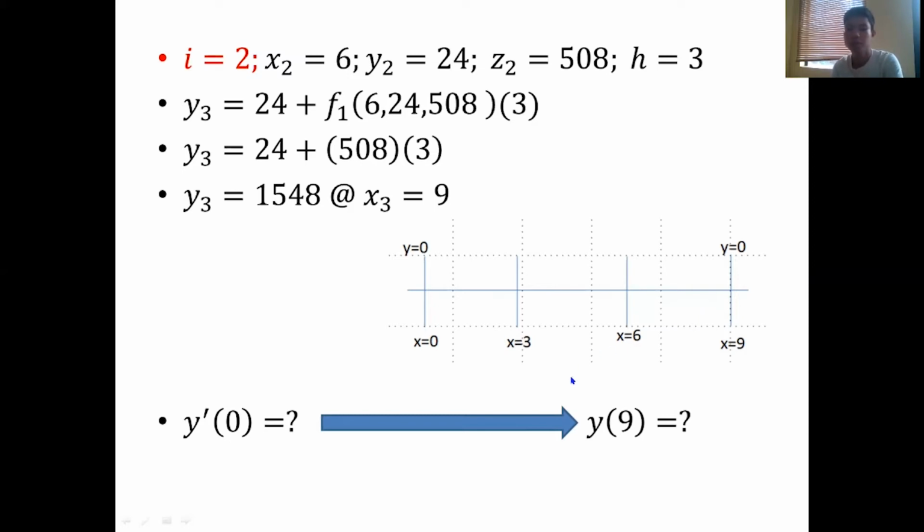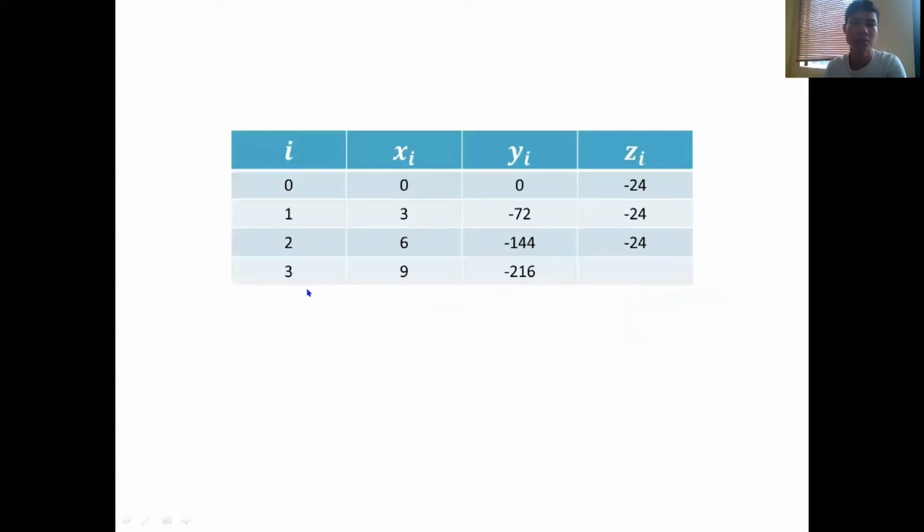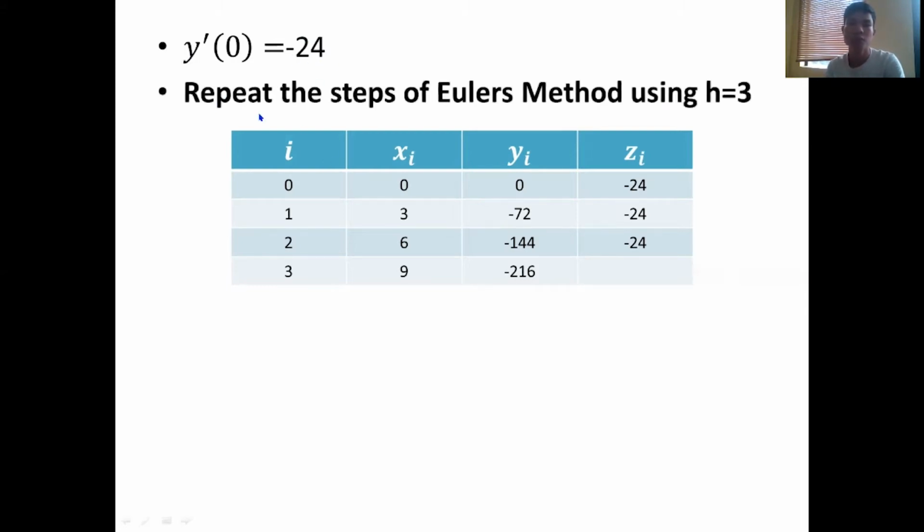So another assumption. Since, as I said, this is trial and error, another assumption will be done in this process. Since we already know the value that is greater than 0, now let's assume a value that is less than 0, which is negative. So let's say negative 24. If you repeat the steps of Euler's method using h = 3, you will obtain these values.